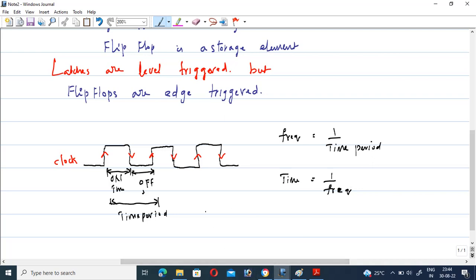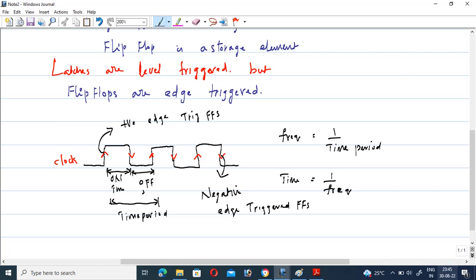Suppose the flip-flop is activated at the rising edge; it is nothing but a positive edge triggered flip-flop. Suppose the flip-flop is activated at the falling edge; it is nothing but a negative edge triggered flip-flop. So this is regarding the clock signal: positive edge trigger and negative edge trigger.